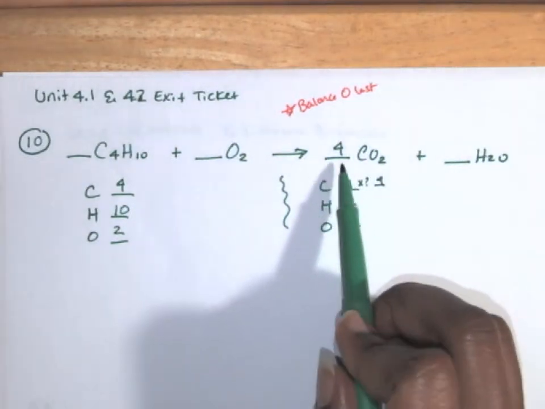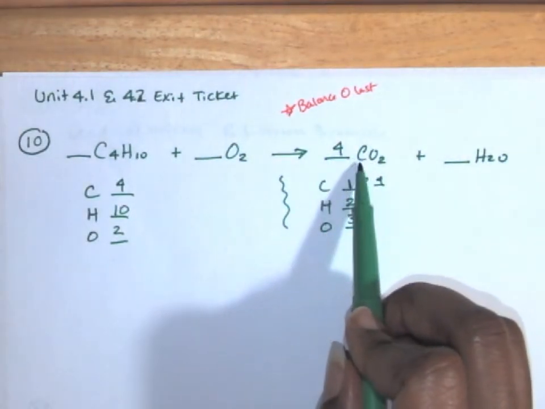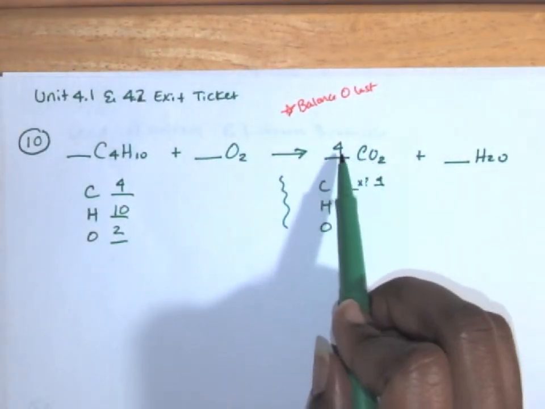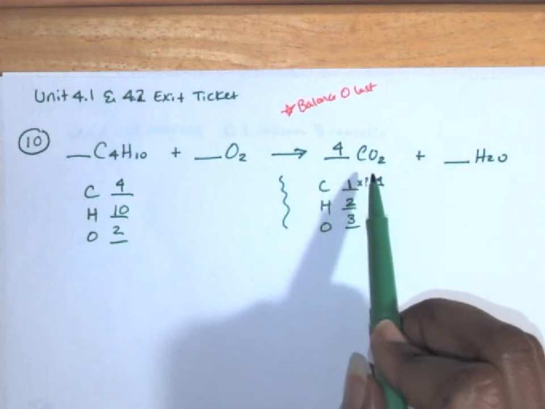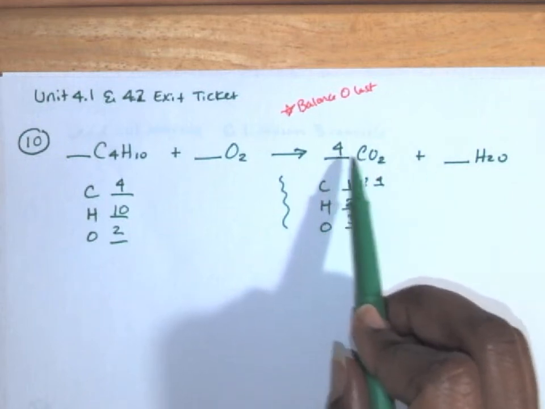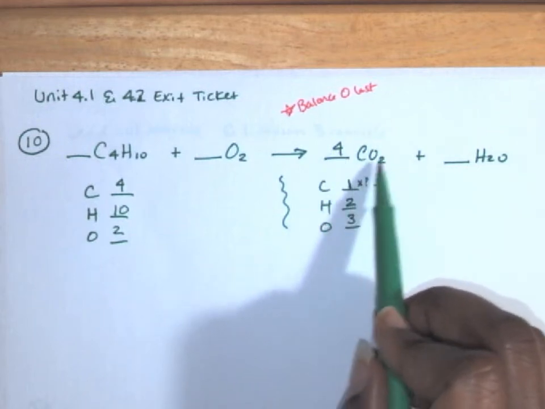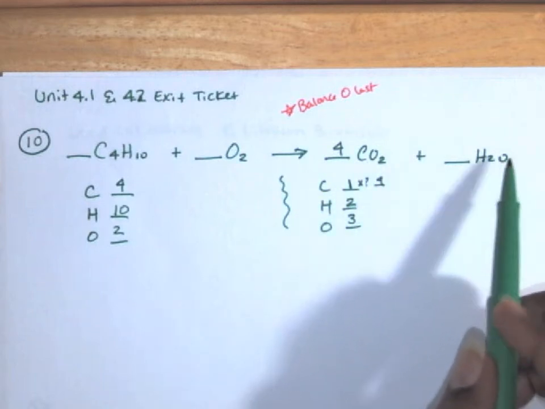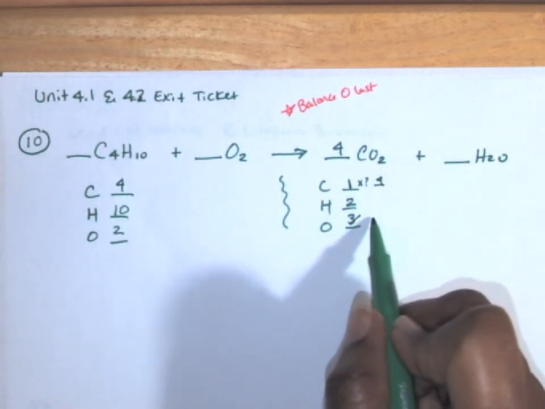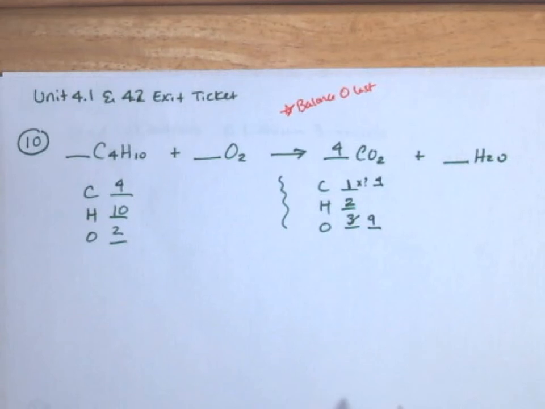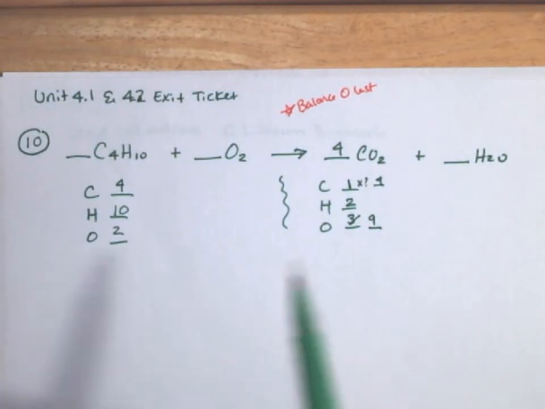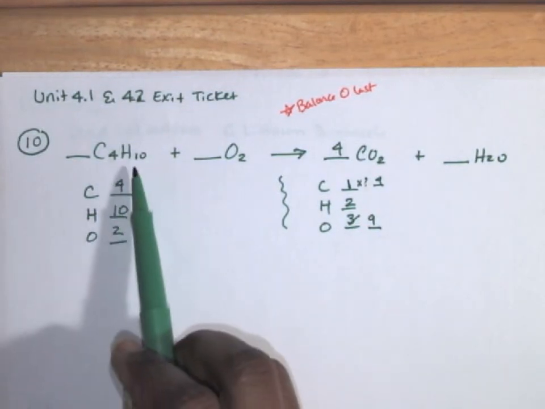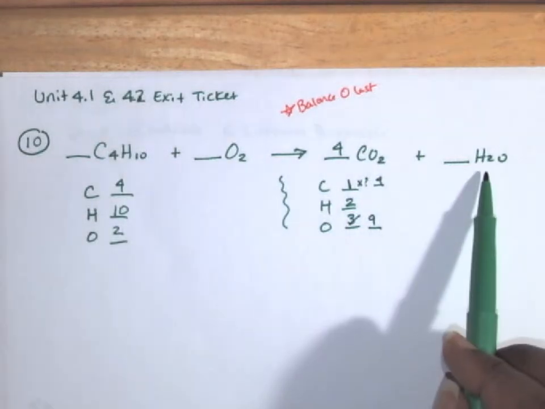Now, when I do that, this molecule has not just carbon in it, but oxygen in it as well. So I need to make sure I also change my number of oxygens. So I'm going to do 4 times 2, I have 8 oxygens now, plus the 1 from the water, which gives me a total of 9. So now I have 9 oxygens. Okay, so my carbons are looking good. Let's go to my hydrogens now. Here I have 10 on the reactant side and 2 on the product side.